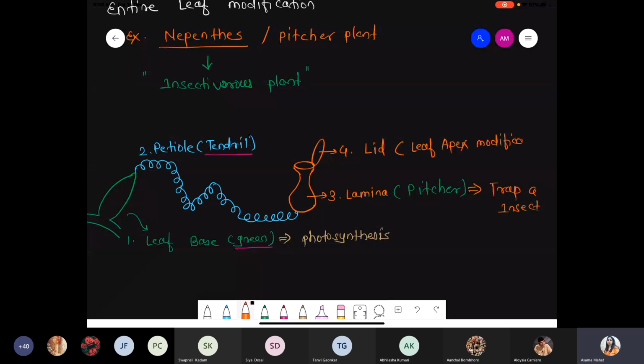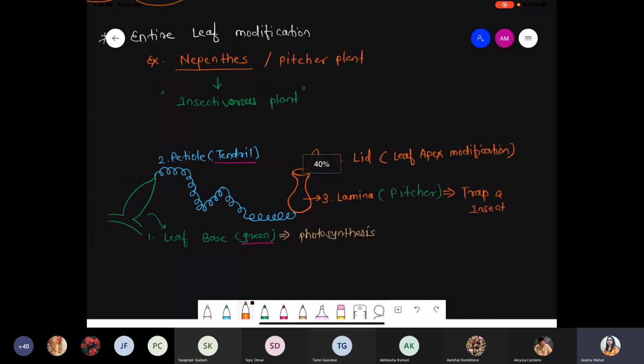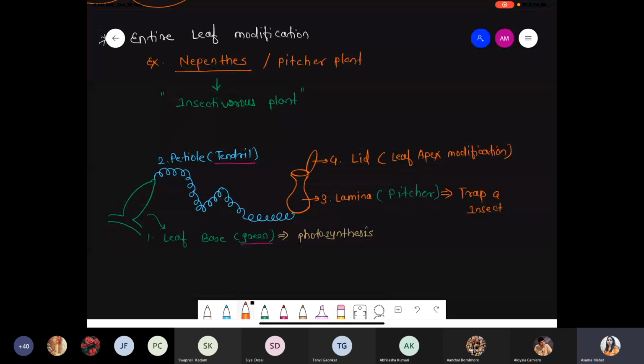Leaf apex modification. In the case of Nepenthes, the leaf base, petiole, lamina, as well as the leaf apex area can be modified. Apex means what? Suppose this is a leaf, and this is the tip. This tip is called the leaf apex. Apex means tip. So the base also undergoes modification, the petiole region also, the lamina also, and even the leaf apex area undergoes modification.